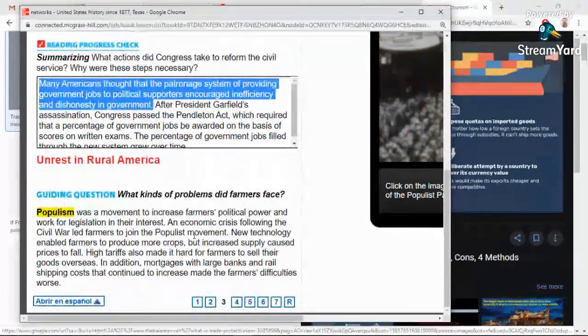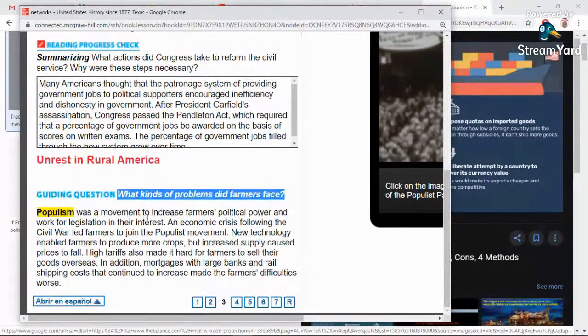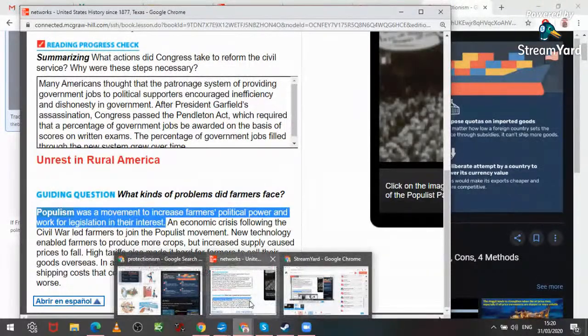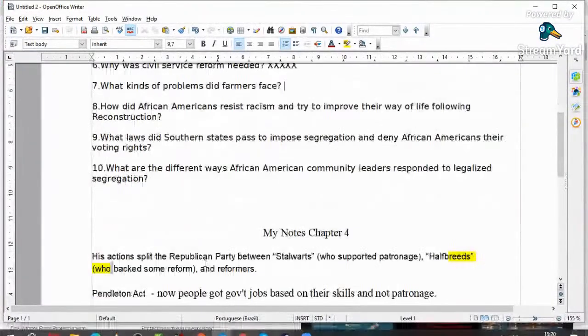But now we can get even more into the next question with what kinds of problems. We already found one problem is that they could not compete with big business. So now we're going to see some more problems that farmers faced. And this is when we get the beginnings of populism. Okay, what is populism? It's a movement, and it still exists today, right? Populism, to increase farmers' political power and work for legislation in their interest. But nowadays, populism is not just for farmers, it's also for the working class.